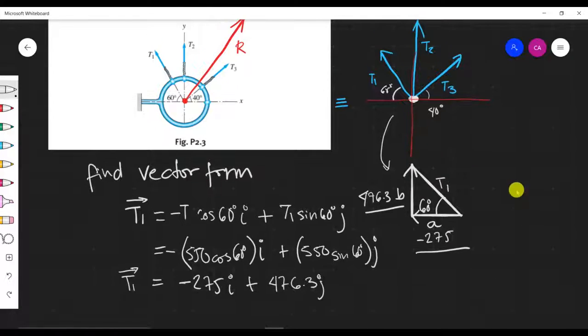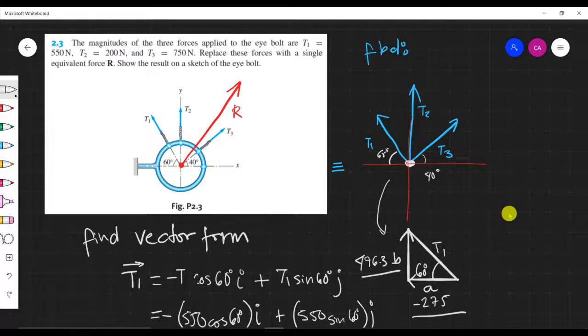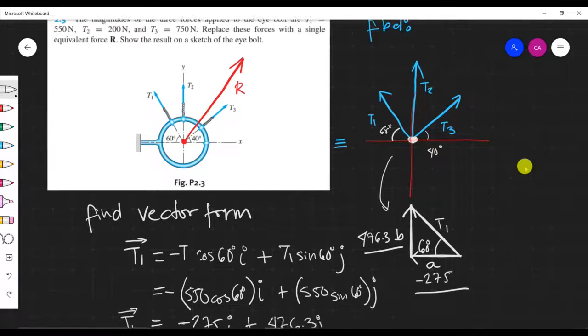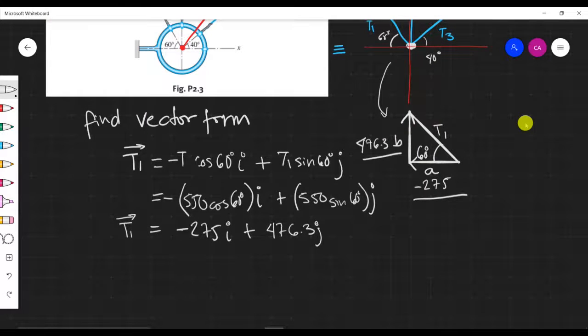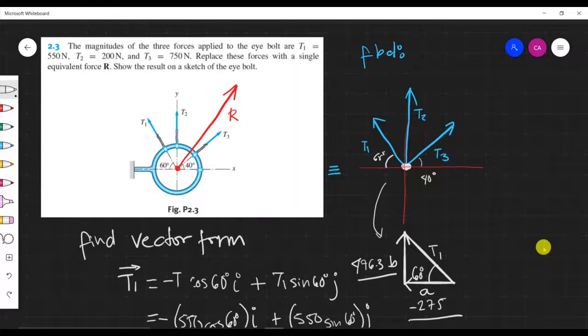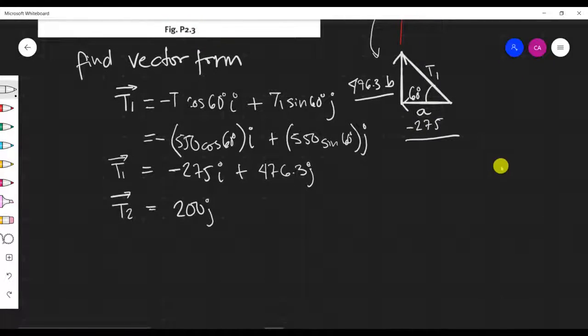Next, T sub 2. Then sa T sub 2, mapapansin natin pataas. So definitely, papunta lang siyang letter J. Okay? So madali lang yung T sub 2. So T sub 2, vector T sub 2 is equals to positive pataas 200, since perfectly vertical, J lang yan, walang I.